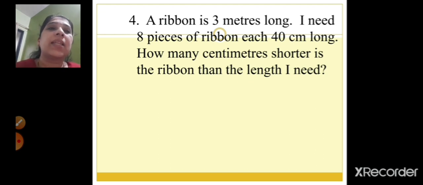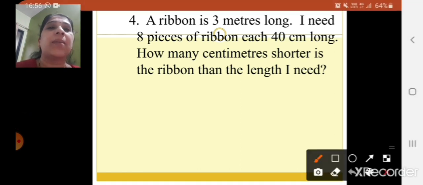A ribbon is 3 meters long. I need 8 pieces of ribbon, each 40 centimeter long. How many centimeters shorter is the ribbon than the length I need? So again you can see here children, what is the length of the ribbon? It is 3 meters, right? But here in this sum, they have given the pieces also. In the last problem, you had to find out the number of pieces. So here 8 pieces are given, but 8 pieces of how many centimeter it should be? 40 centimeter. So again you have to convert 3 meters into centimeter.